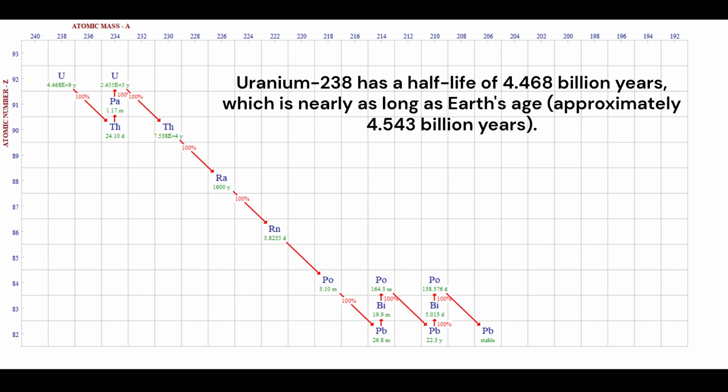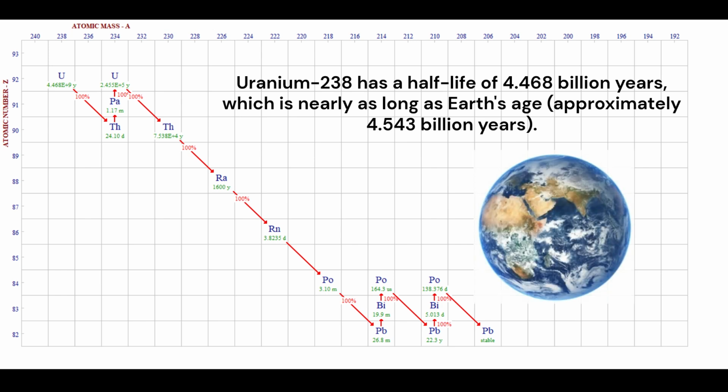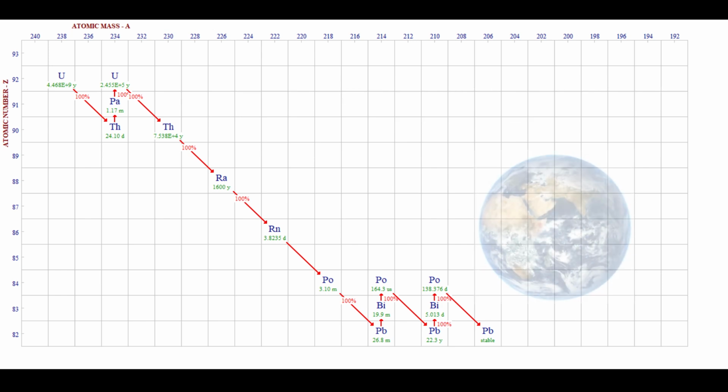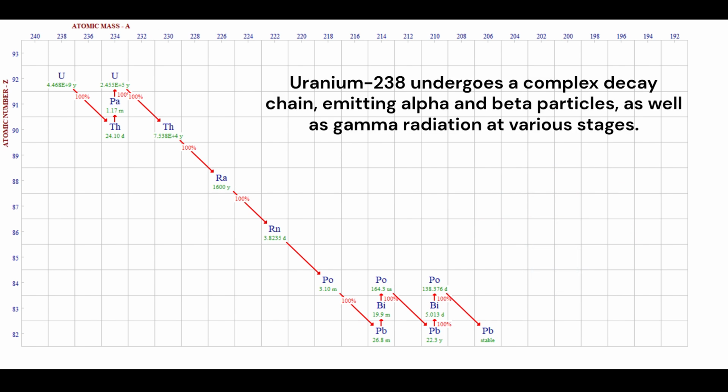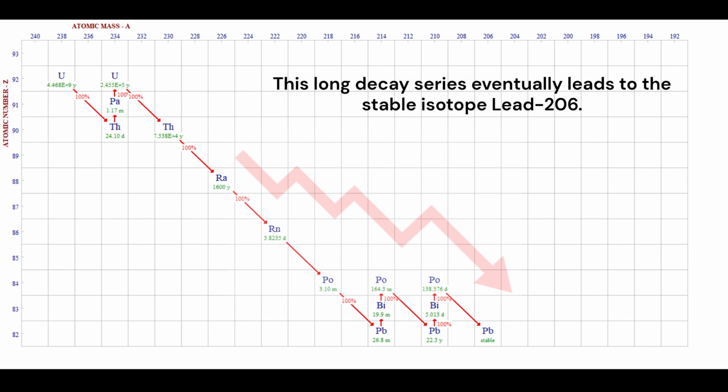Uranium-238 has a half-life of 4.468 billion years, which is nearly as long as Earth's age, that is, approximately 4.543 billion years. It undergoes a complex decay chain, emitting alpha and beta particles, as well as gamma radiation at various stages. This long decay series eventually leads to the stable isotope lead-206.